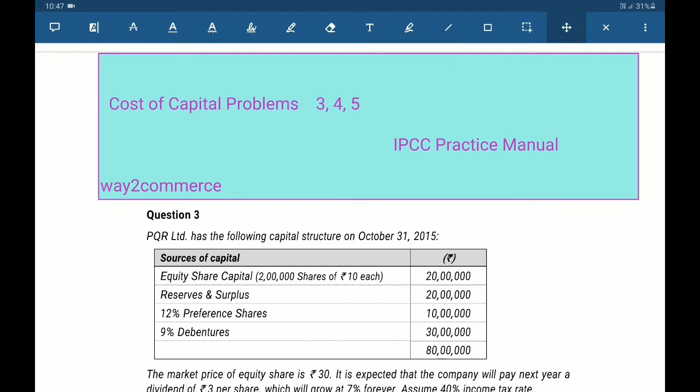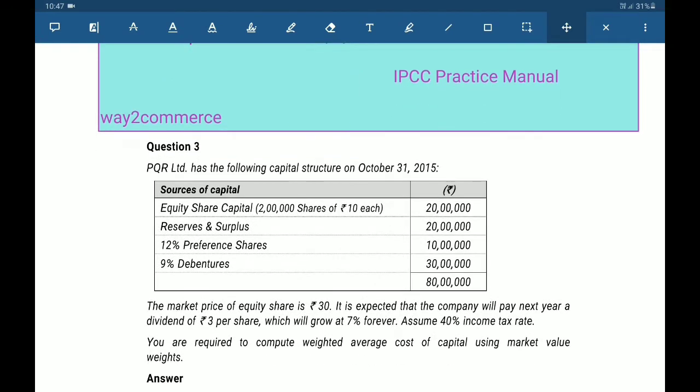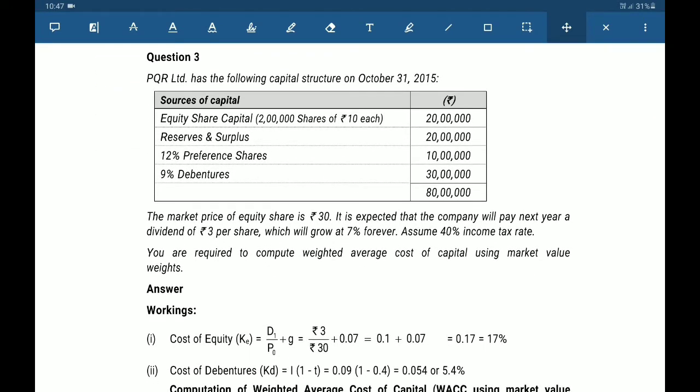Today we discuss cost of capital problems 3, 4, 5. This is the IPCC practice manual. Our main objective is concept clarity. This is the rapid revision class.